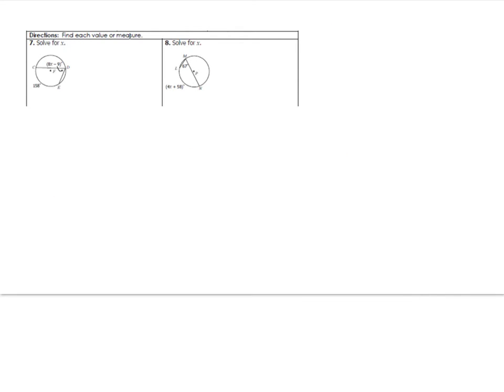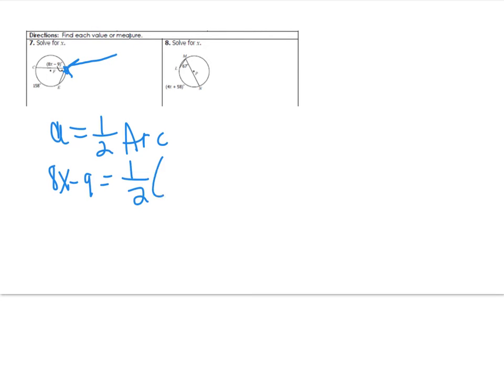For number 7, what we want to do is look at the picture and find out where the angle is. Take a look. The angle is on the circle, so we always start off with our formula: the angle is equal to half the arc. We're going to fill in the given information. The angle is represented by 8x minus 9, and the arc is represented by 158. We're going to take half of 158, set it equal to 8x minus 9, and solve it.